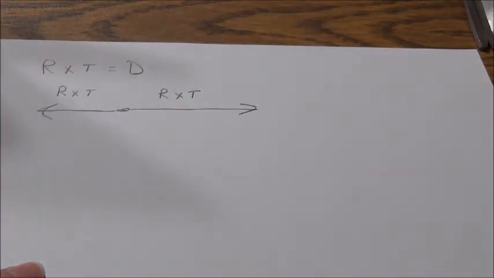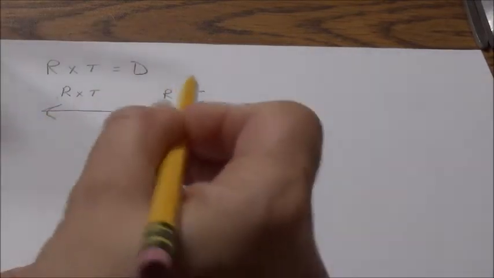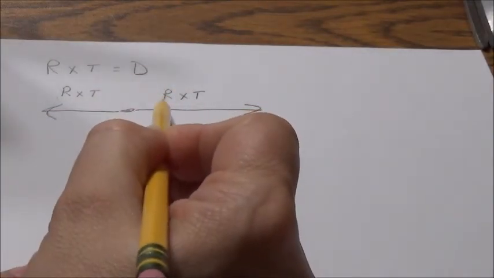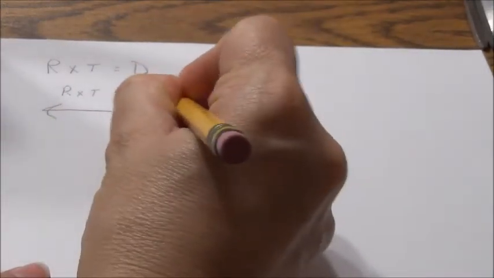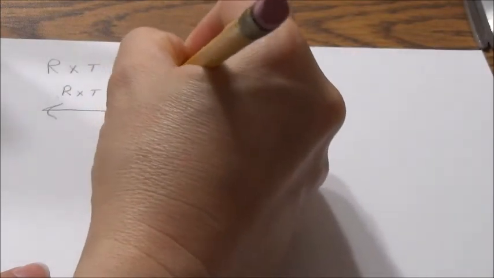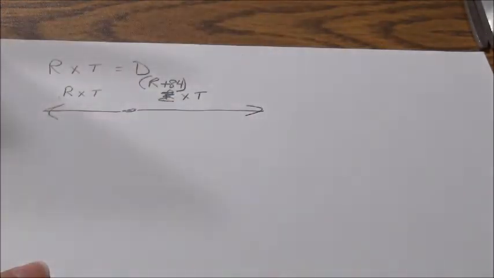On this one, it has information about the rates. One jet travels 84 miles an hour faster than the other. So on one of them, we're going to leave our rate as just R. On the other one, we have to change it because it didn't go the same rate, it went faster. So instead of using R, we are going to use R plus 84 because it went faster.